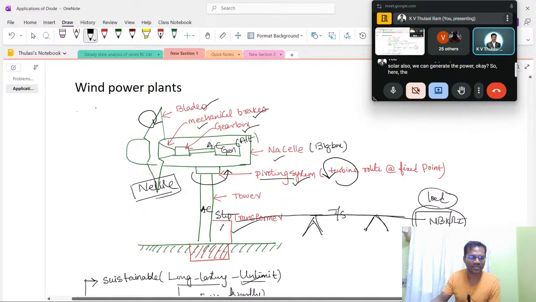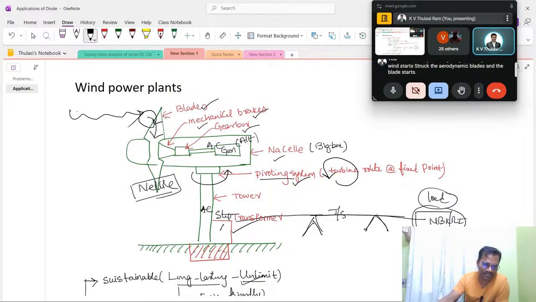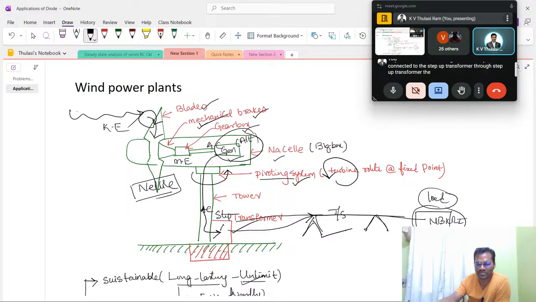Here the technique is very simple. As I already told, the wind strikes the aerodynamic blades and the blades start rotating. The kinetic energy of the wind is converted into mechanical energy. To reduce the speed of the blades, mechanical brakes are used, and this mechanical energy is converted into electrical energy with the help of the alternator, and through wires it is connected to the step up transformer. Through the step up transformer, the power is transmitted to the transmission line, and it reaches the nearby load. Okay, so that's what happens in a wind turbine.